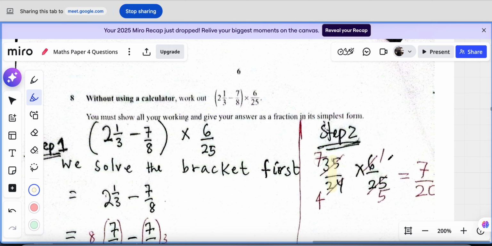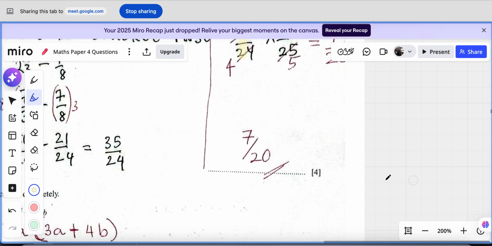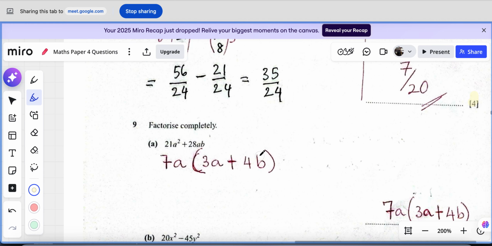So now what do I have in the numerator? I have 7 left, times 1 is 7. What do I have in the denominator? I have 4 and 5 left. 4 times 5, that's 20. So our answer will be 7 over 20. You get 4 marks for doing this, something very easy that primary school can do.